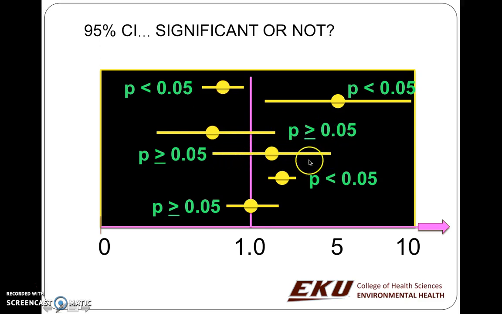Another one that's not significant, p is greater than 0.05. And another one here that is significant. So statistically significant means that there's a less than 5% chance, with a 95% confidence interval, that we're going to err in our determination. And then down here, p is greater than 0.05.